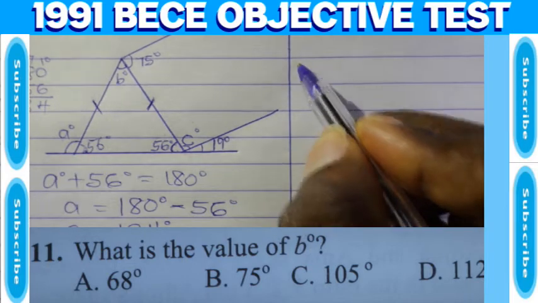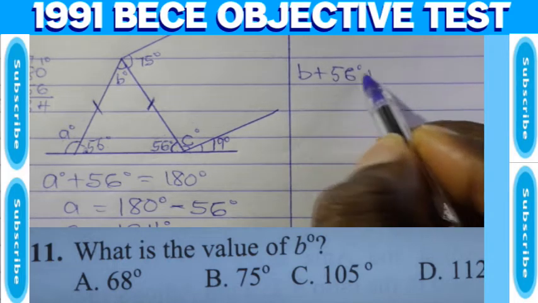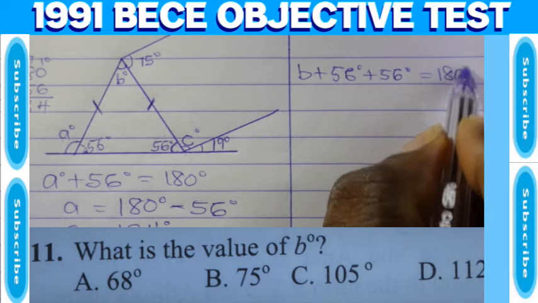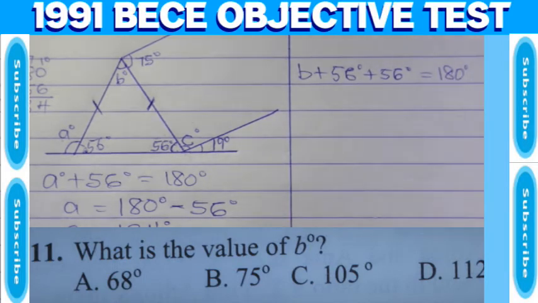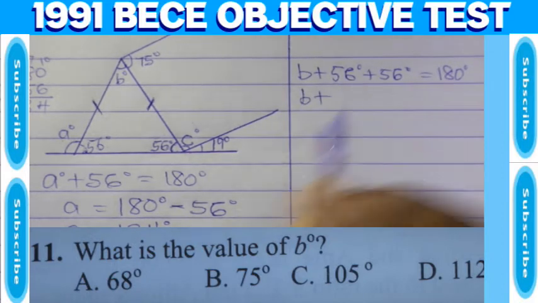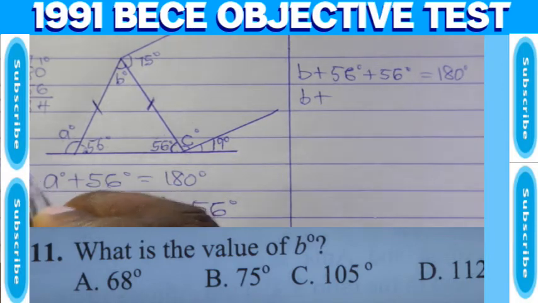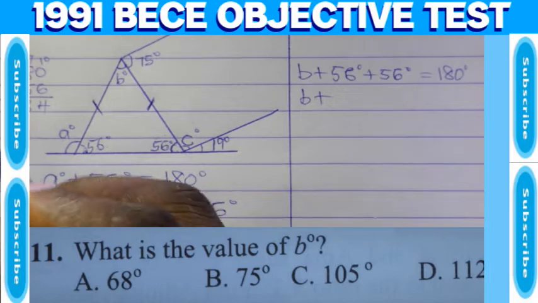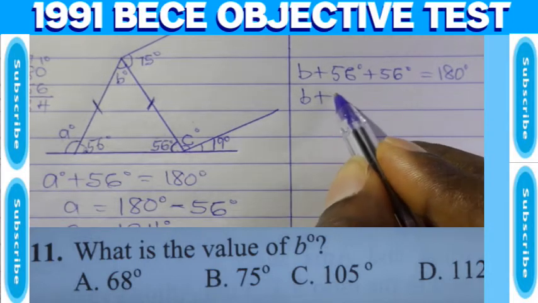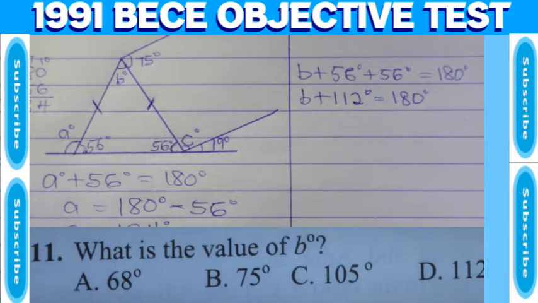So B plus 56 plus 56 degrees should be equal to 180 degrees. All right, so let's find the sum of 56 and this 56. We have 12. We write 2, remember 1. 1 plus 5 is 6, 6 plus 5 is 11, so 112. So we have 112 degrees, and that is equal to 180 degrees.